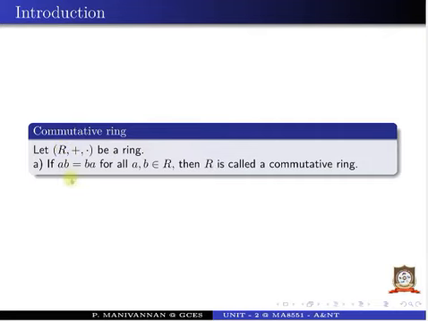Then we already know (R, +) is an abelian group, and (R, ·) is a semigroup. Here the commutative condition is satisfied under multiplication. Then the ring R is said to be a commutative ring. What is the condition? a · b equal to b · a. Then it is called a commutative ring.